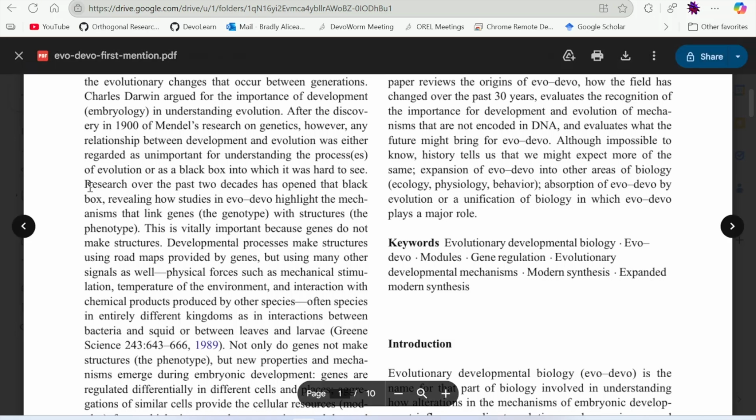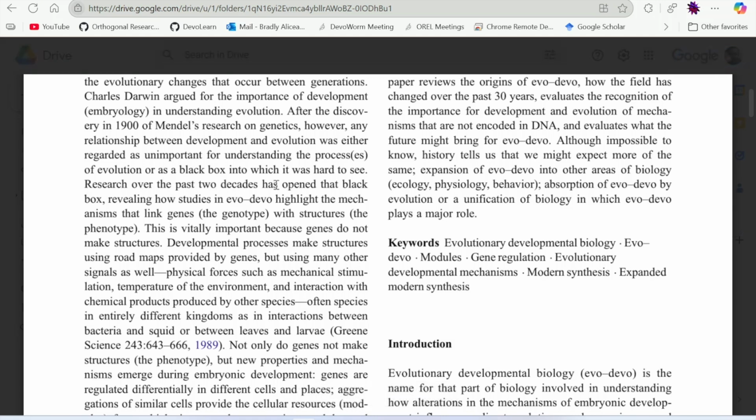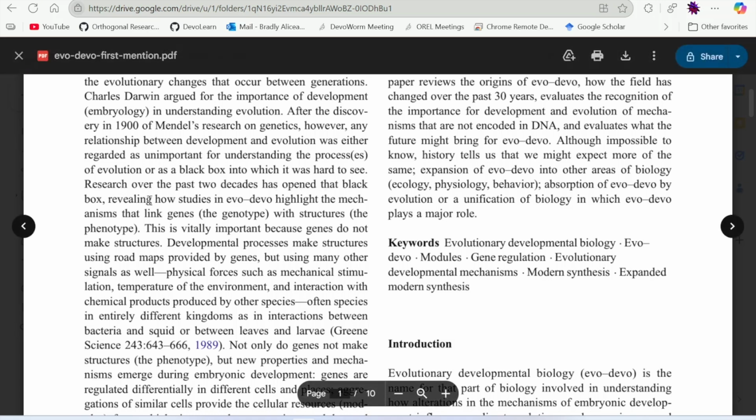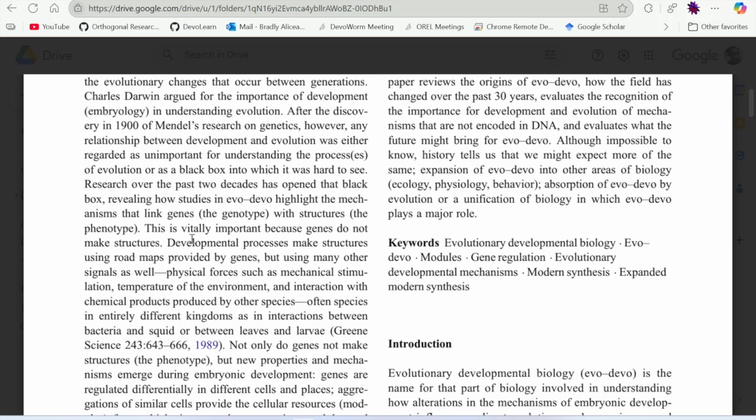Now, in this paper, Hall says, research over the past 2 decades, this is basically the 90s and aughts when this paper was written, has opened that black box, revealing how studies in EvoDevo highlight the mechanisms that link genes, the genotype, to structures, the phenotype. This is vitally important because genes do not make structures.